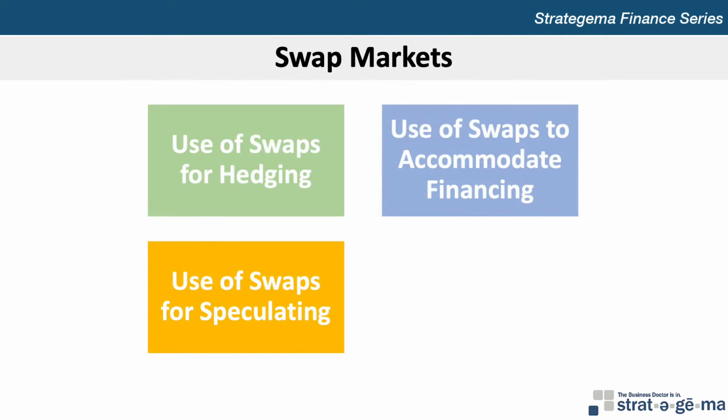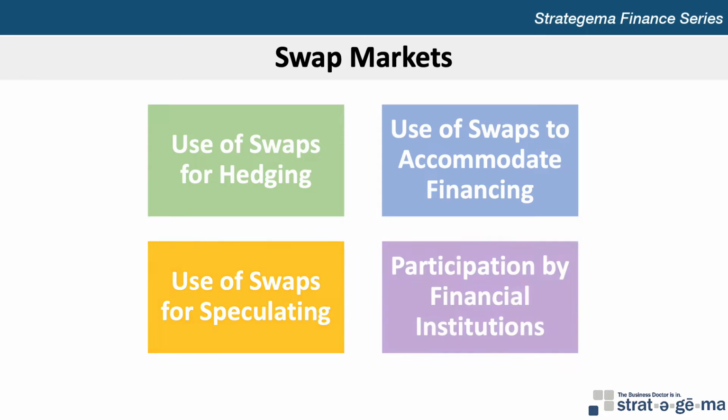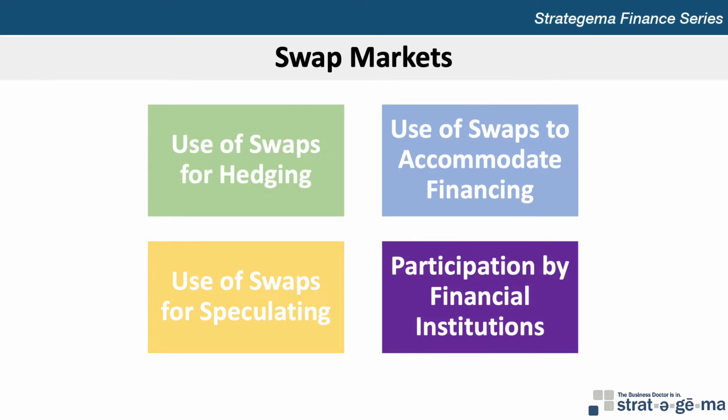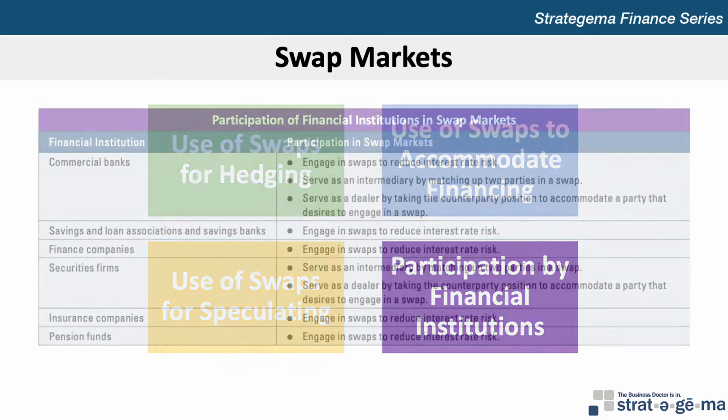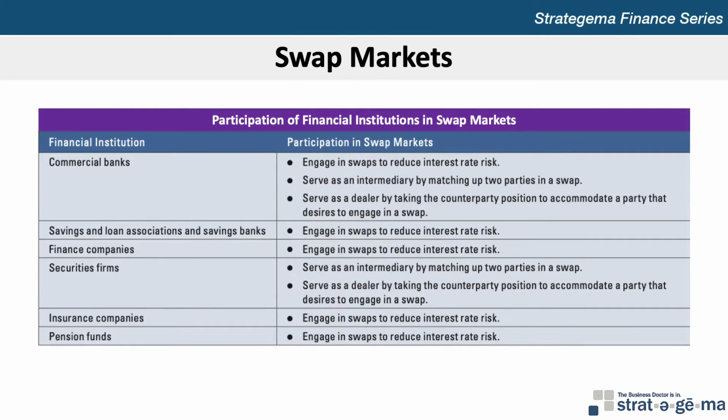Interest rate swaps are sometimes used by financial institutions and other firms for speculative purposes. For example, a firm may engage in a swap to benefit from its expectations that interest rates will rise, even if not all of its operations are exposed to interest rate movements. Financial institutions participate in the swap markets in various ways, as summarized in this exhibit. Financial institutions, such as commercial banks, savings institutions, insurance companies, and pension funds that are exposed to interest rate movements commonly engage in swaps to reduce interest rate risk.